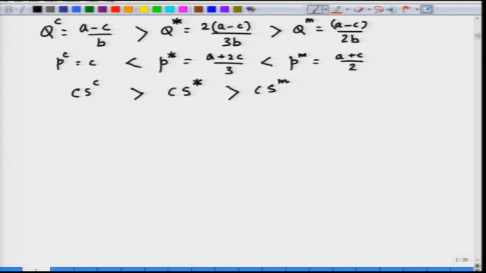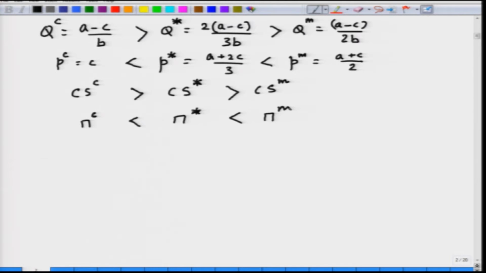And how do the producers react? For the producers, the monopoly output gives the maximum profit compared to the Cournot profit, compared to the perfectly competitive level of output. So, the profit under perfect competition for the producer is less than the profit under the Cournot model, which is less than the profit under monopoly.